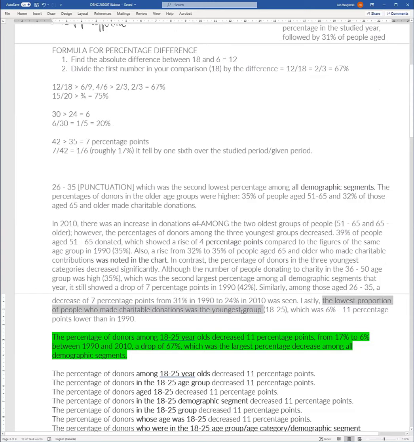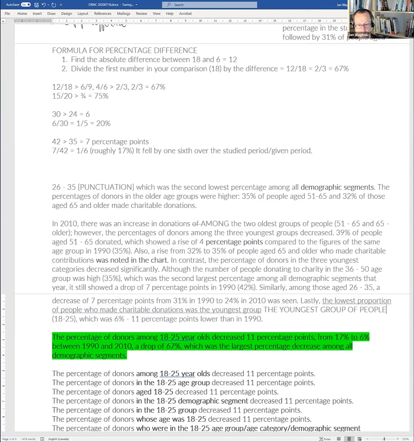Maybe we can change it the other way around. The youngest group was the lowest proportion of people who made charitable donations. The young people who made charitable donations represent the 18 to 25 age group.